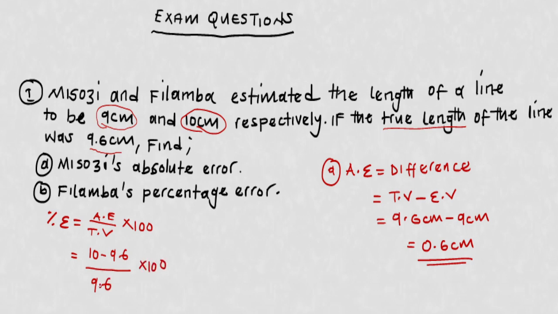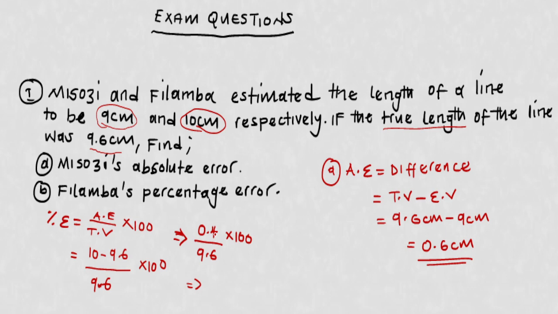Okay, what is 10 minus 9.6? We're getting 0.4. Then divide by 9.6, then we multiply by 100. So what do we get now when you do this? What is 0.4 times 100? We get 40, because the decimal point is going to move one place, so it will be 40.